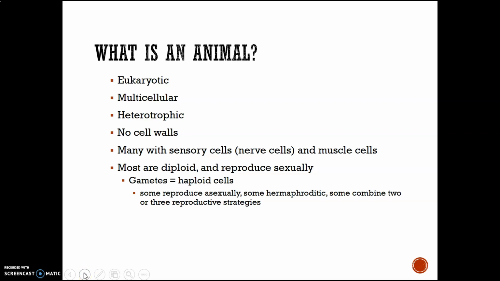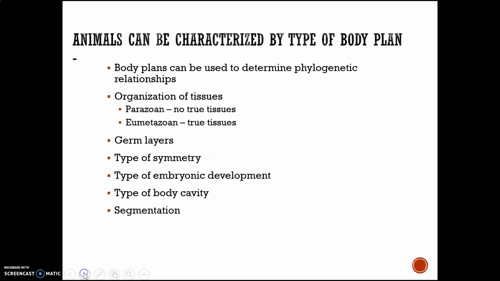Many of them have some sort of sensory cells, meaning that they can sense their environment, and muscle cells, meaning that they can move. Most are diploid, meaning they have 2 copies of every chromosome, and they reproduce sexually, producing haploid gametes. Some will reproduce asexually, some are hermaphroditic, and some combine 2 or 3 different reproductive strategies.